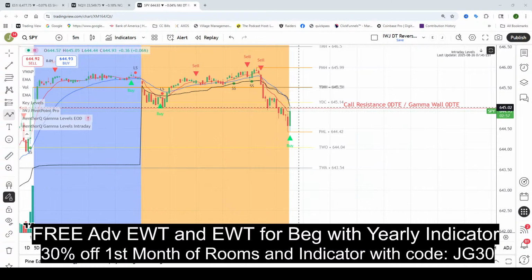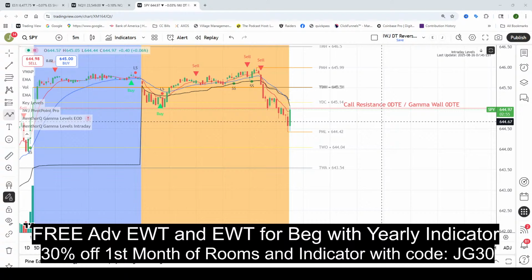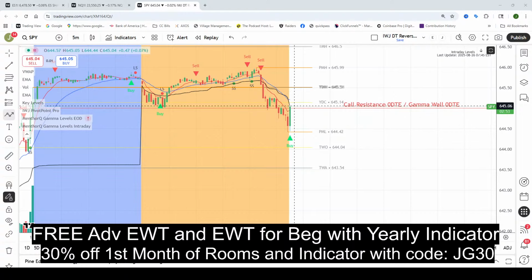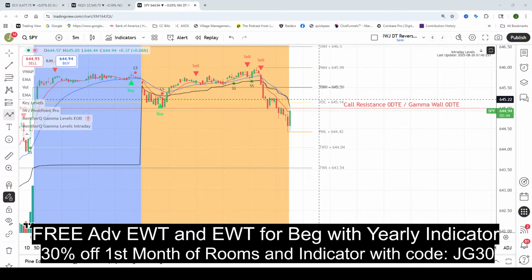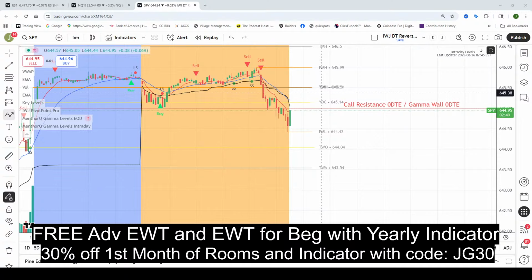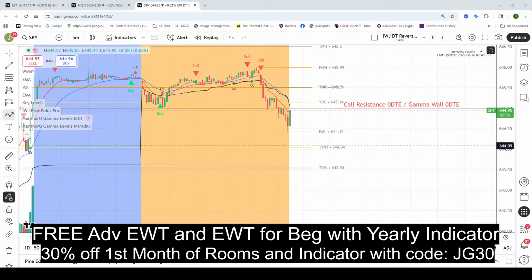So back to VWAP, this is going to be a heavy resistance zone. You can see we're at the call resistance and VWAP. Getting above this would be very bullish to start. So they will need to get through that level. And if they can do that, we got the 21 here to contend with at 645.22. But if they get through that, we should go attack the pre-market high up here at 646, basically.